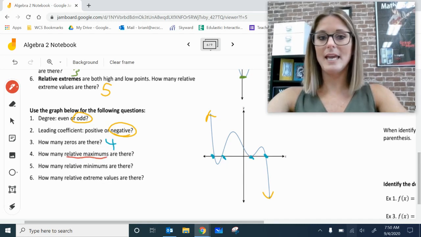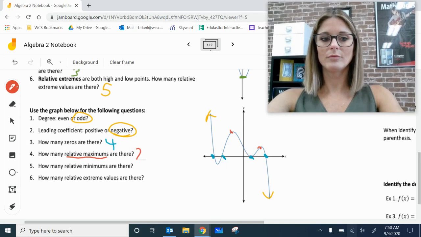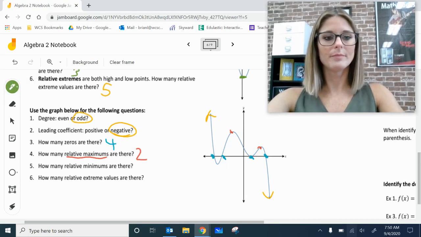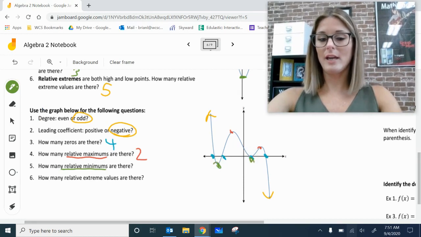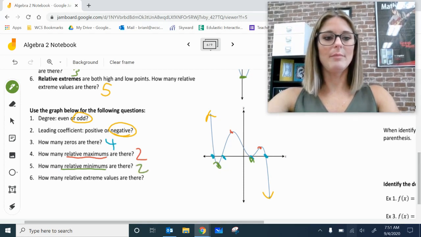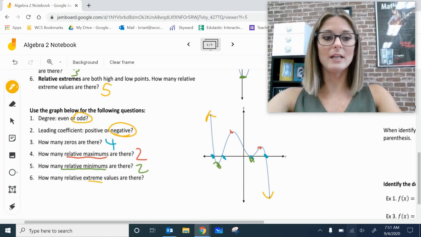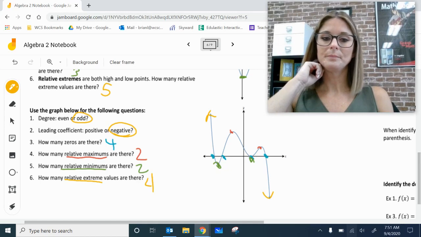Relative maximums. Any high points? 2. Relative minimums. Any low points? There's 1 here, 1 there. Sometimes students overlook the ones that kiss. And then how many relative extreme values are there? That's all of them, high and lows. So just add those up. 4. Any high and low points.